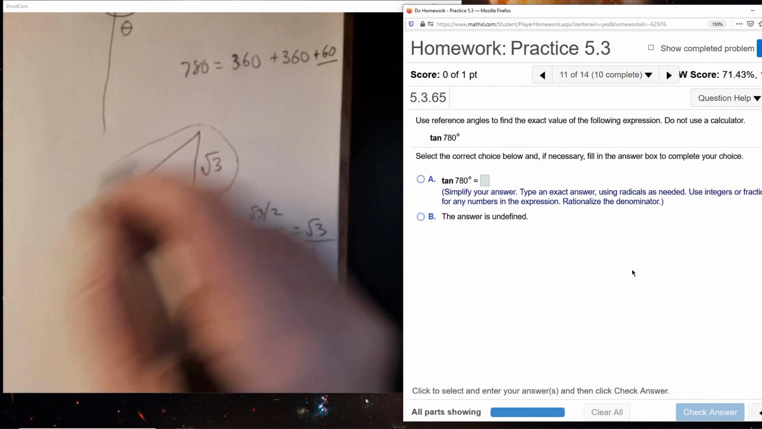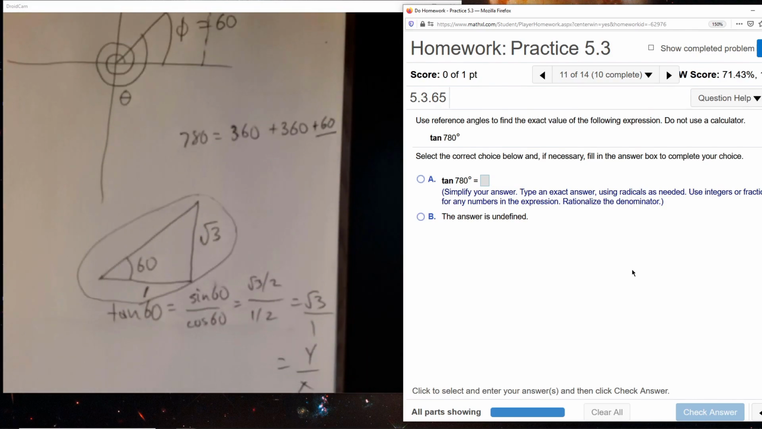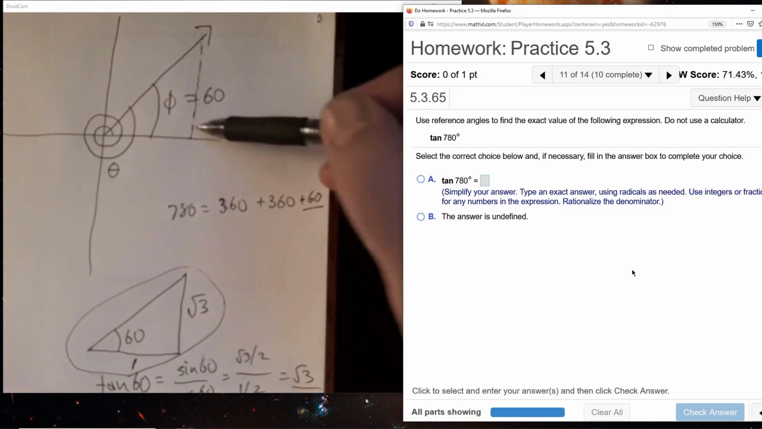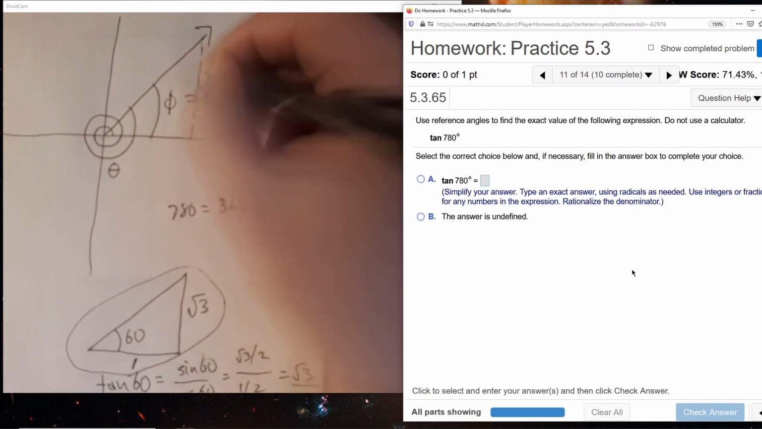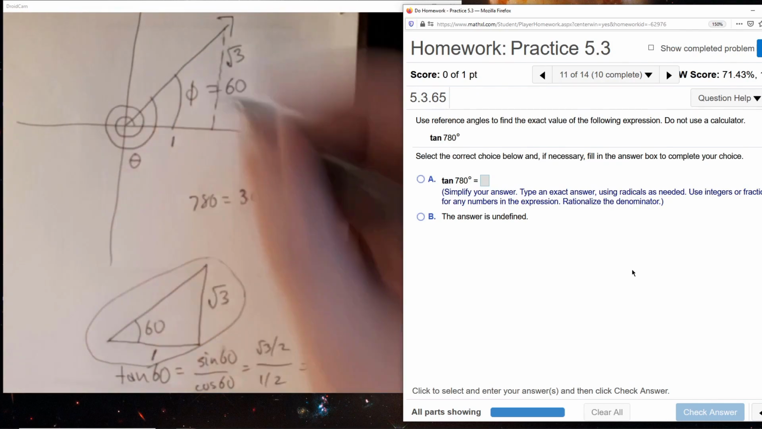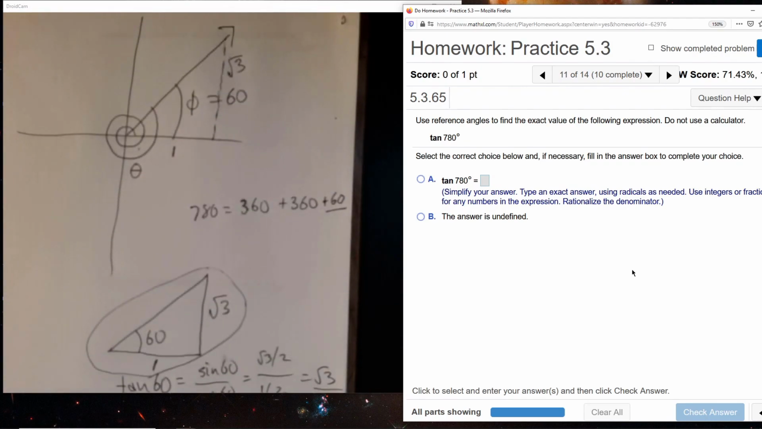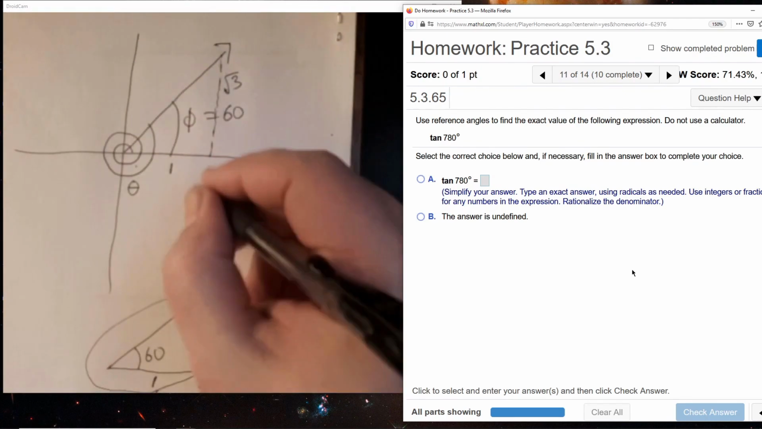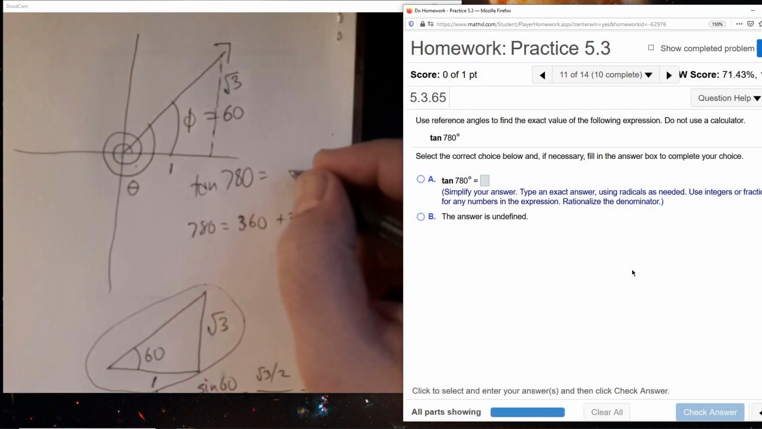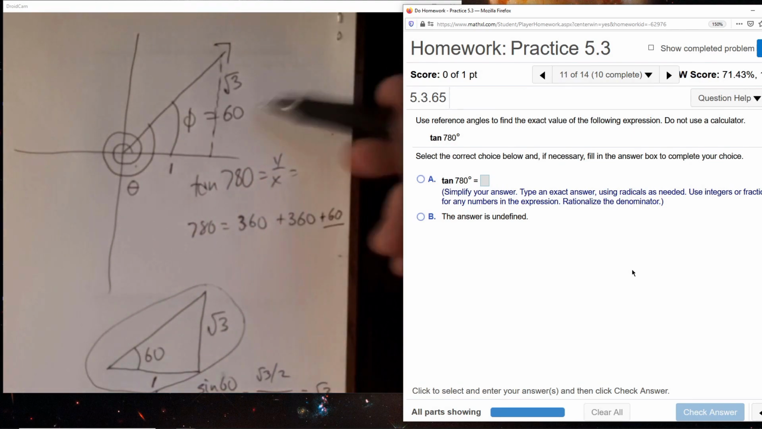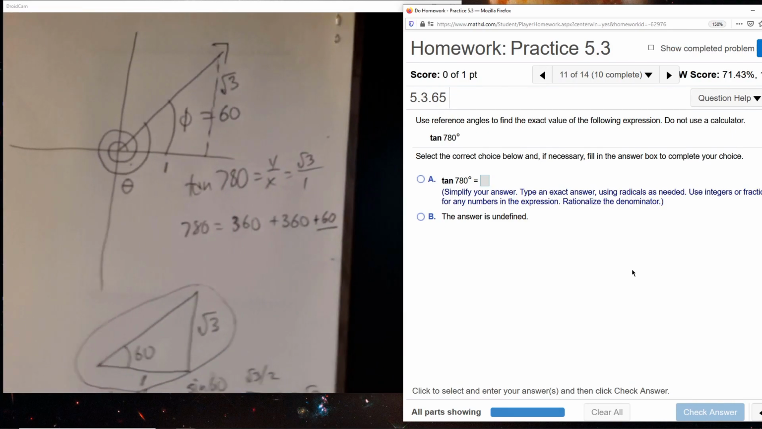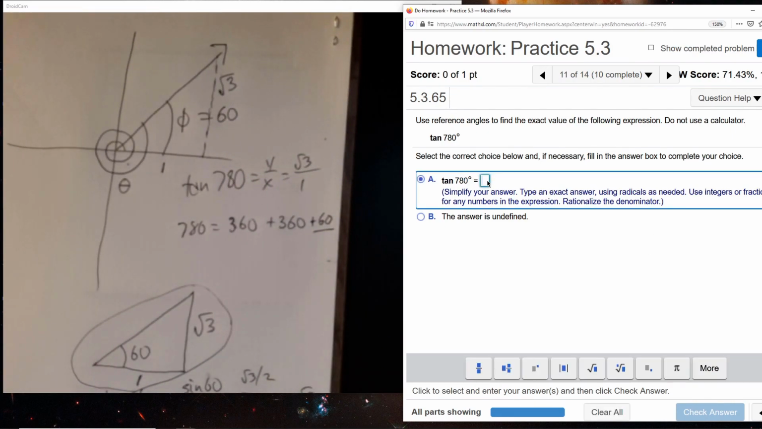We'll now take our picture and put it back onto the coordinate system. So on our coordinate system, square root of 3 is still positive, and side 1 is also positive. And so now we can do tangent of 780, because we know tangent is y over x, and we've just concluded y is square root of 3 and x is 1. So tangent 780 is square root of 3.